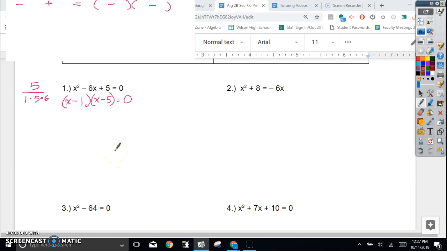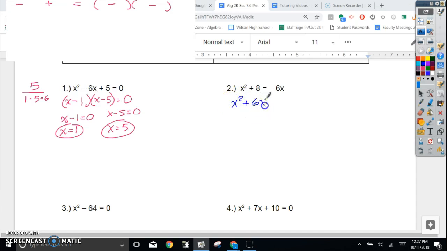And now we're going to go ahead and solve this. x minus 1 equals 0, so this one will give me 1. And over here, I'm going to set this one equal to 0, and I will get positive 5. So my two solutions are 1 and 5. Right? With number 2, I'm going to set this equal to 0.